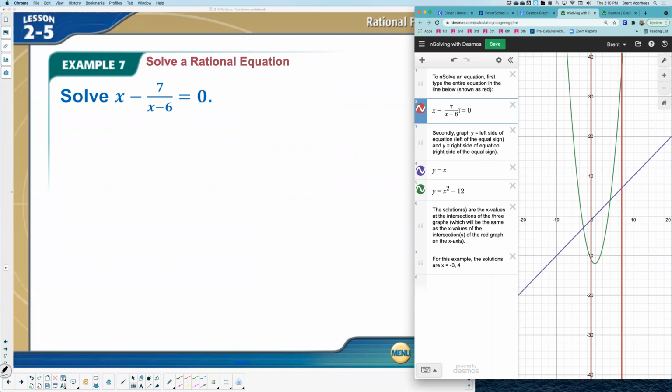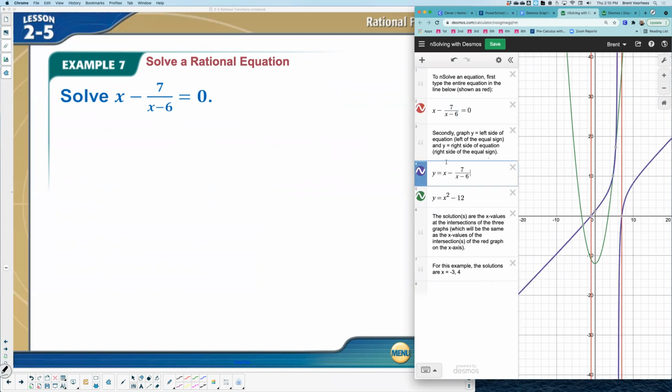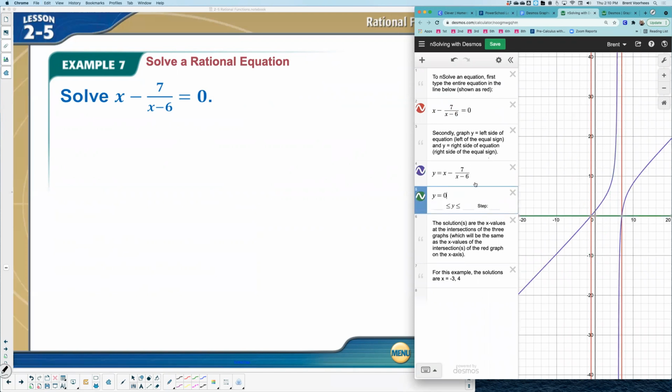Secondly, you need to graph each portion. So y equals the left side of the equal sign, and y equals the right side of the equal sign. If you do that, anywhere the 3 graphs intersect, you have a solution. So I have a green graph, a red graph, and a purple. They intersect in 2 places. It looks like my answers will be -1 and 7. So that would be the answers to this particular problem. If you only wanted to use nsolve, that's how you could do it.